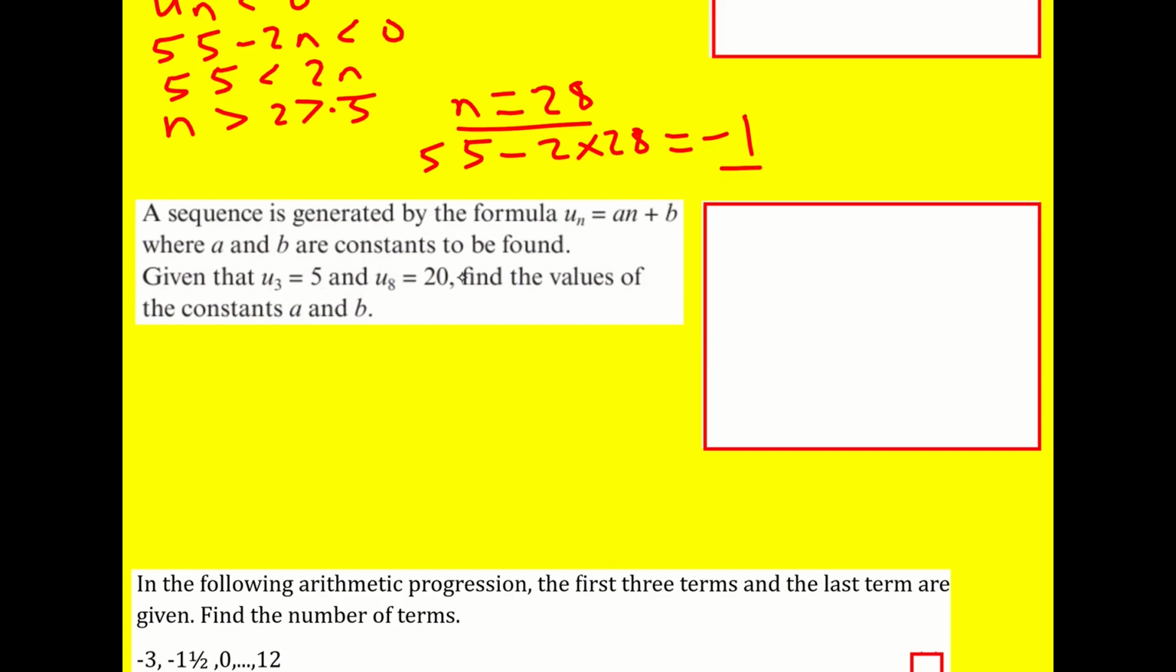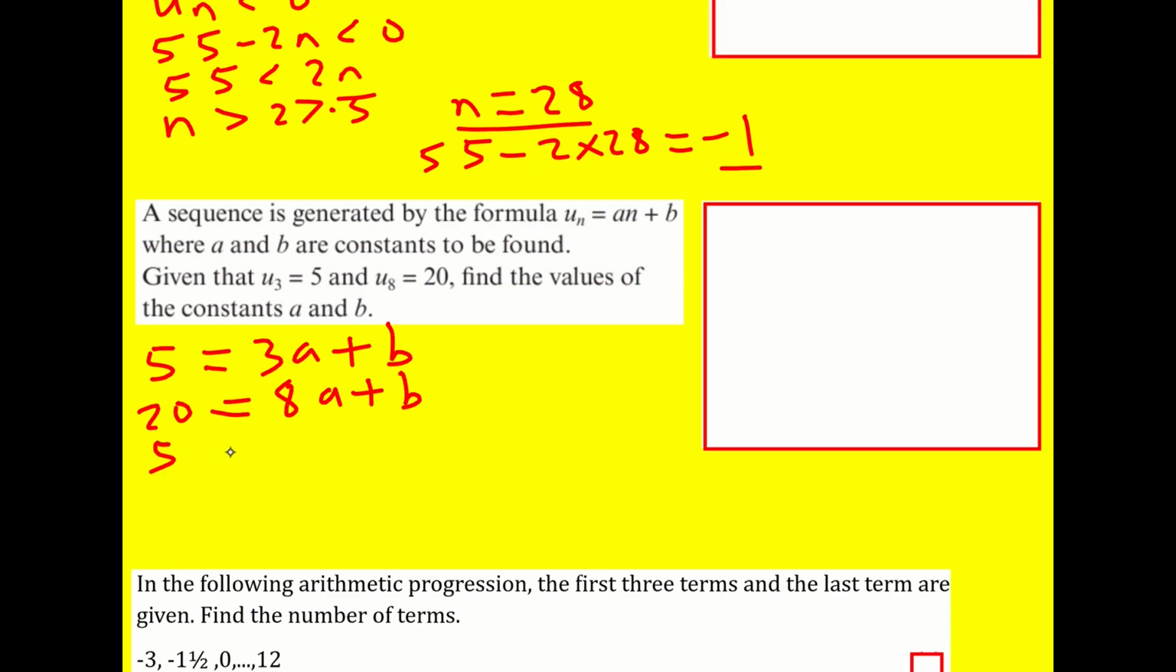So let's use the information we're given. We know when n is 3 that un is 5, so I can just substitute in n is 3, and that's going to give me that 5 is equal to 3a plus b. Just substituted in n equals 3 and un equals 5. I can do the same with the other one. 20 is going to be 8a plus b. And now I can just solve these simultaneous equations.